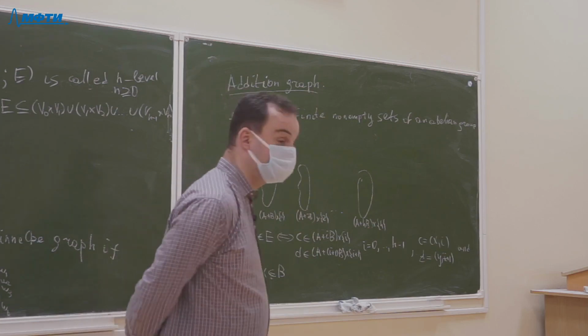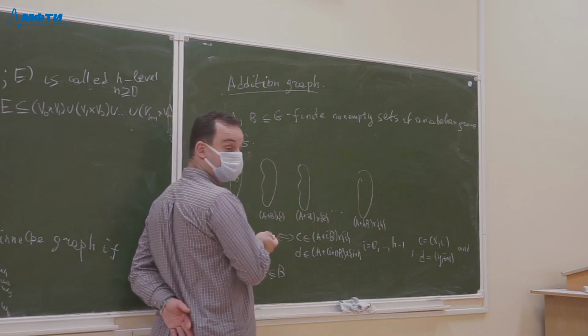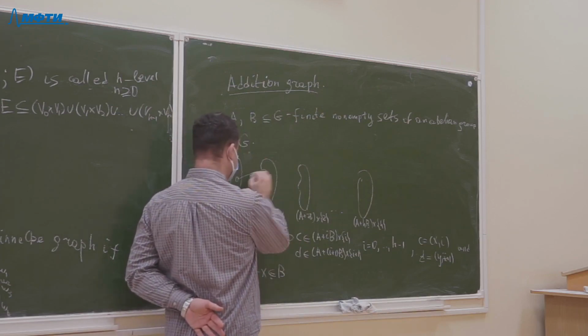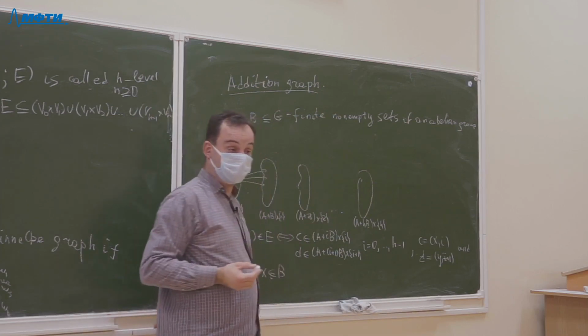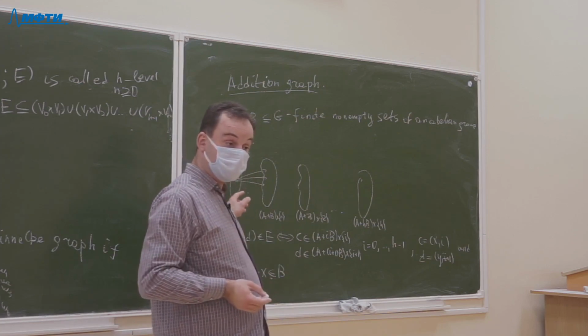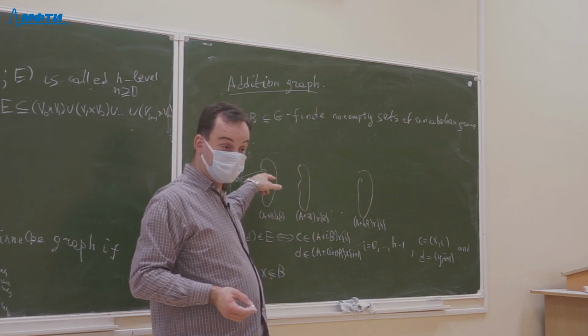Do you understand how it works? We just take any element from here, add any element from B. We have different arrows here, the cardinality would be that of B, and we do that for each element of A. The same for the first level, and so on and so forth.